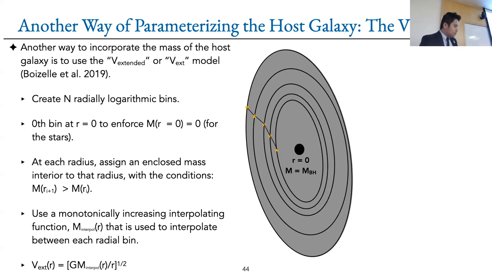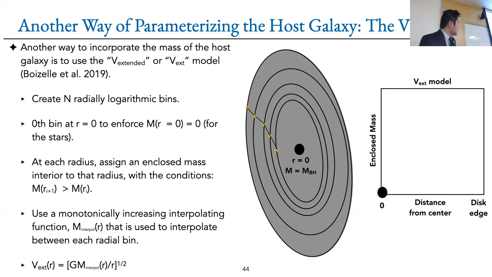And to give you an idea of how this works, I should say first, why is it called the V-ext model? It's about mass. In the end, this mass profile gets converted into a circular velocity curve that represents the velocity of a test particle in orbit around this mass distribution from the stars. To visualize this another way, you have different amounts of stellar mass at a given distance from the center that span the disk edge length.